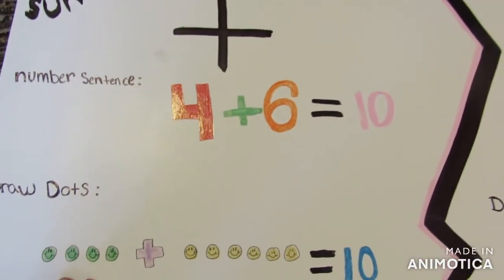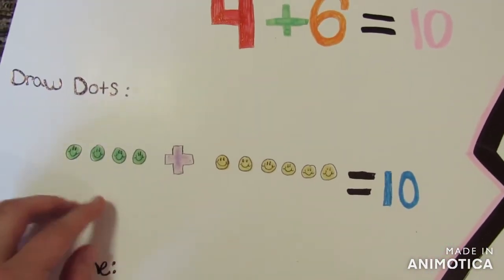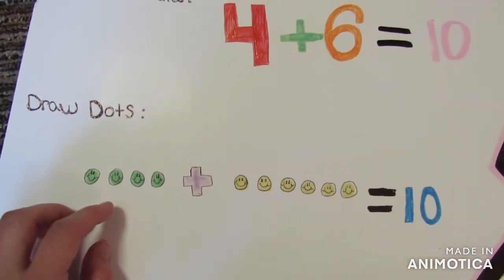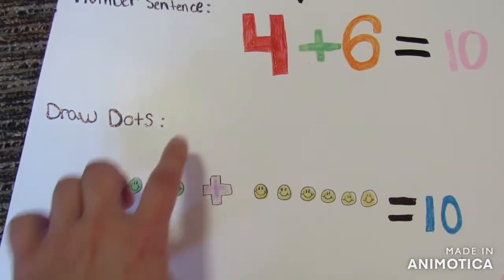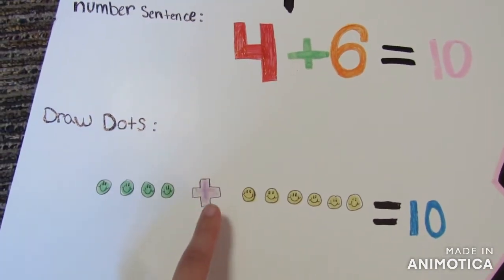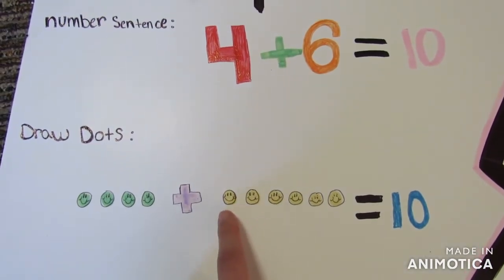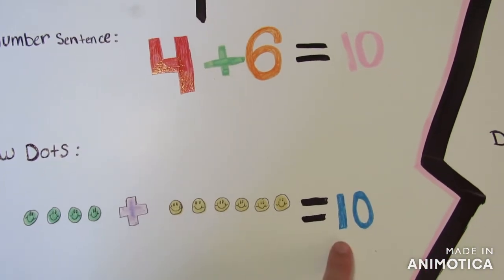So another way you can see this exact problem is using dots. So let's say we drew dots. These are actual smiley faces. We're going to have these green smiley faces, there's 4 of them, and that represents the number 4. And then we're going to add 6. So there are these yellow smiley faces, and there's 6 of them. So there's 1, 2, 3, 4, 5, 6, which equal 10.